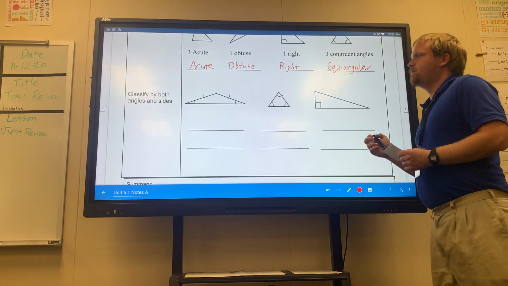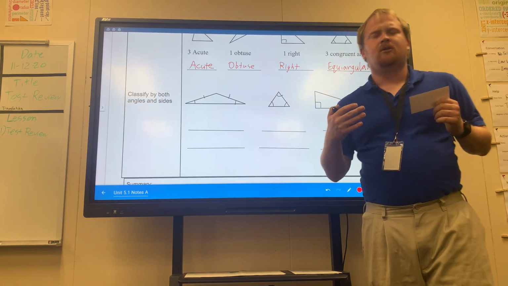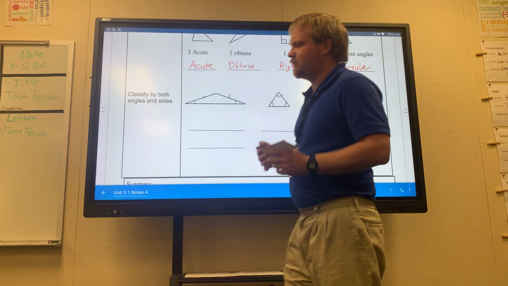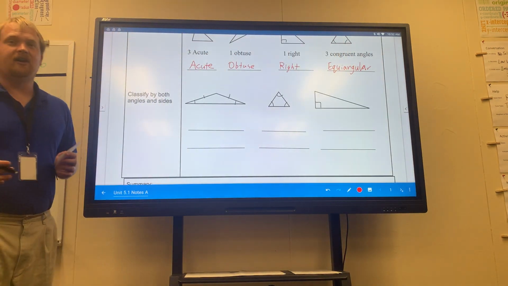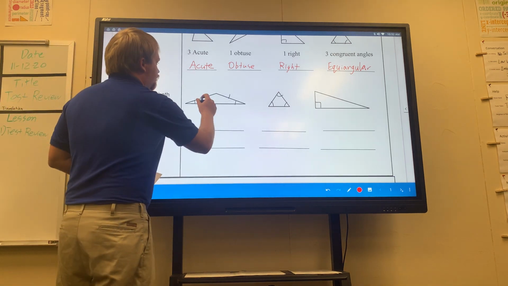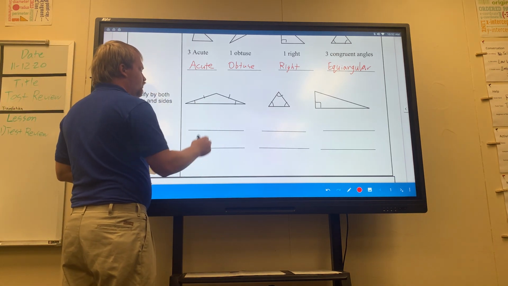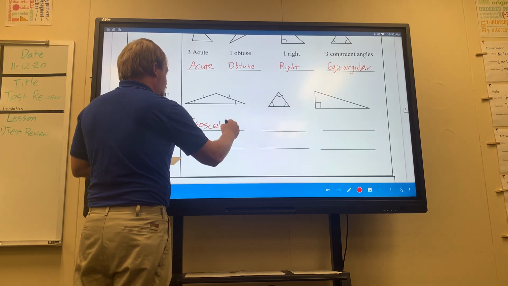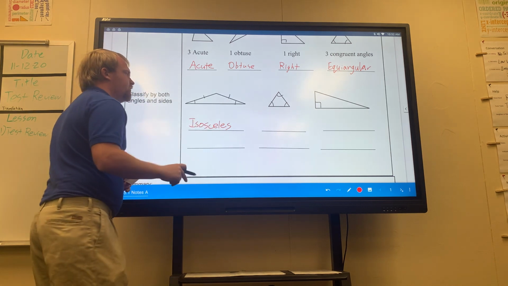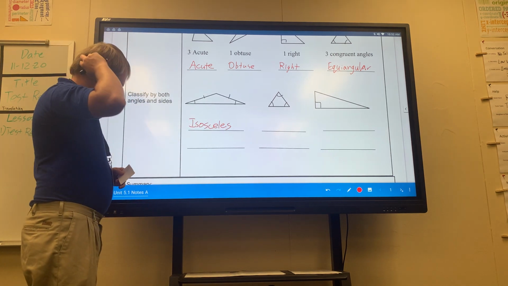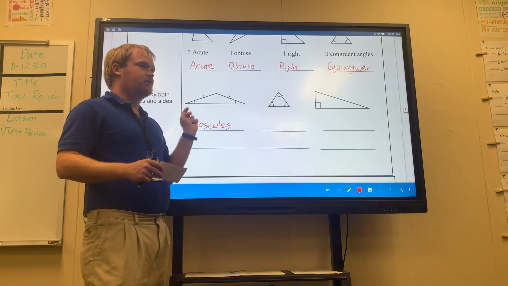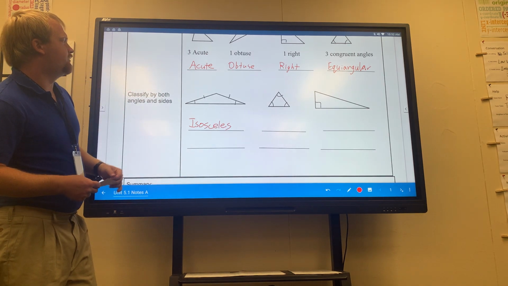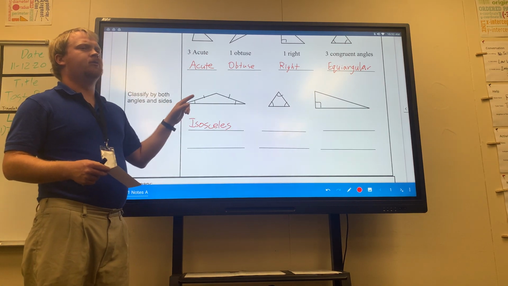Now, we do want to be able to classify triangles so that we get an idea of what type of triangles we're dealing with. We have to classify based off of both angles and sides. So for example, if I have two congruent sides here, I know that I have an isosceles triangle. But notice I have two congruent angles as well. So it's going to work both ways. If I have equal sides, I'm going to get two equal angles. But because the third one is not equal to the other two, it's not equiangular.